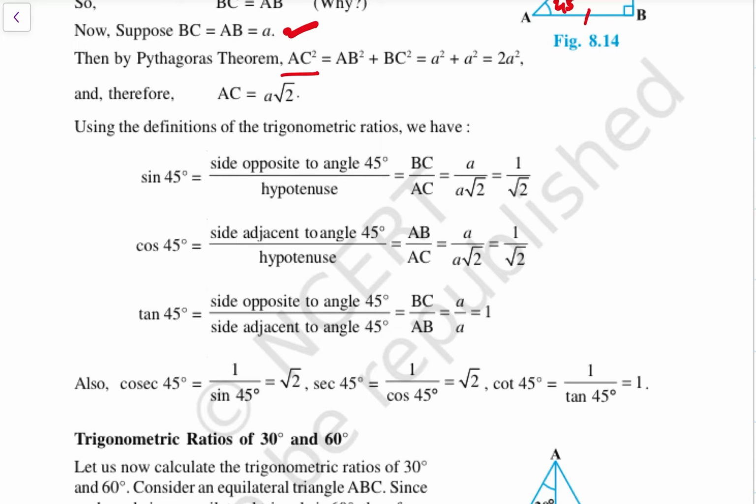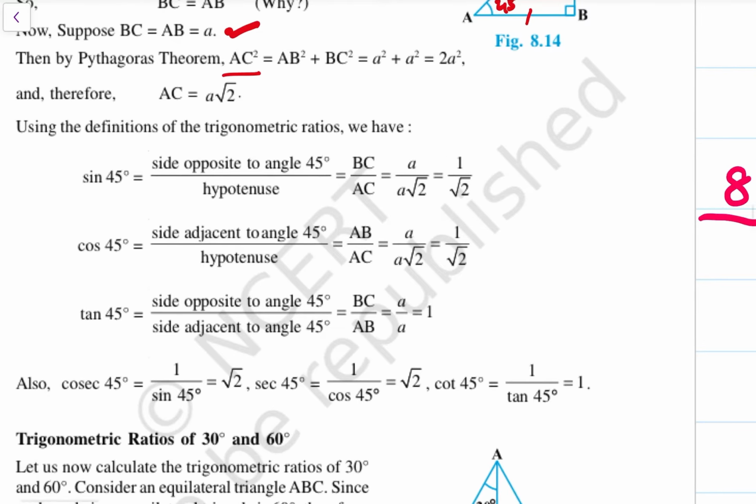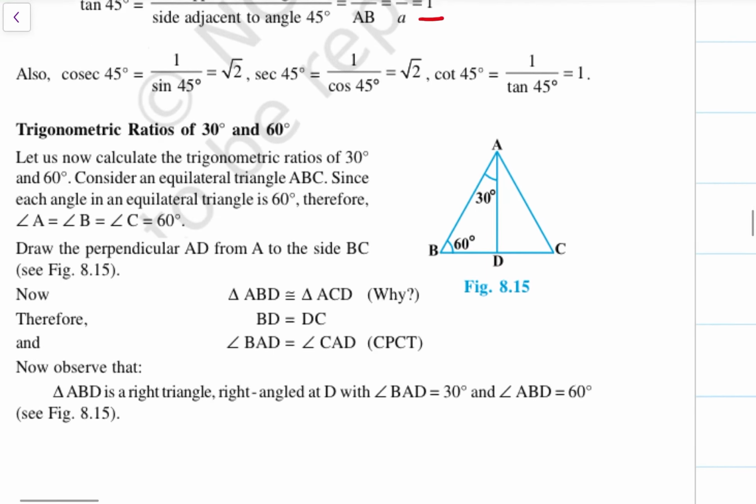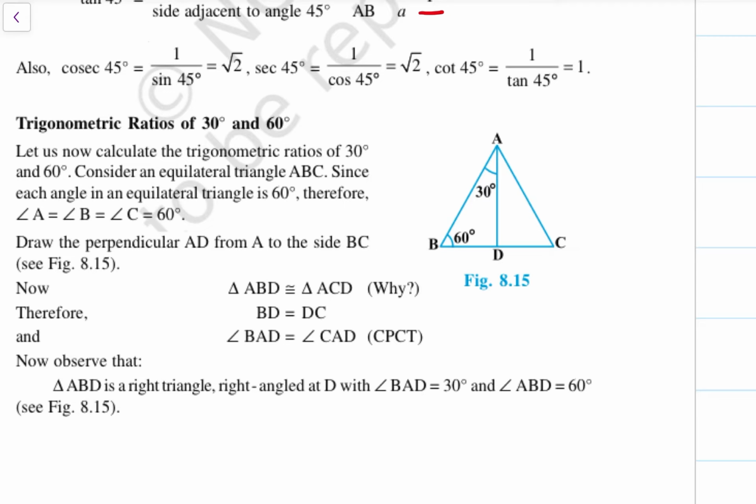Also cosec 45 is equal to 1 upon sine 45, which is root 2, and sec 45 is 1 upon cos 45, equal to root 2, and cot 45 is equal to 1 upon tan 45, equal to 1. So we got all the trigonometric ratios for 45 degrees: sin 45 is 1 upon root 2, cos 45 is 1 upon root 2, tan 45 is 1, cosec 45 is root 2, sec 45 is root 2, and cot 45 is 1. Now let us work similarly for the ratios of 30 degrees and 60 degrees.